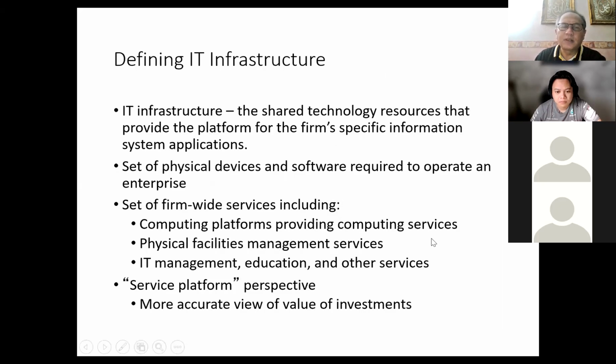We talk about IT infrastructure. So what is IT infrastructure? It is the shared technology resources that provide the platform for the firm's specific information system applications. So in developing the information systems applications, what are the platforms required, and the shared technology resources are referred to as the IT infrastructure. It comprises several things, including the set of physical devices, software, the networking, and others.